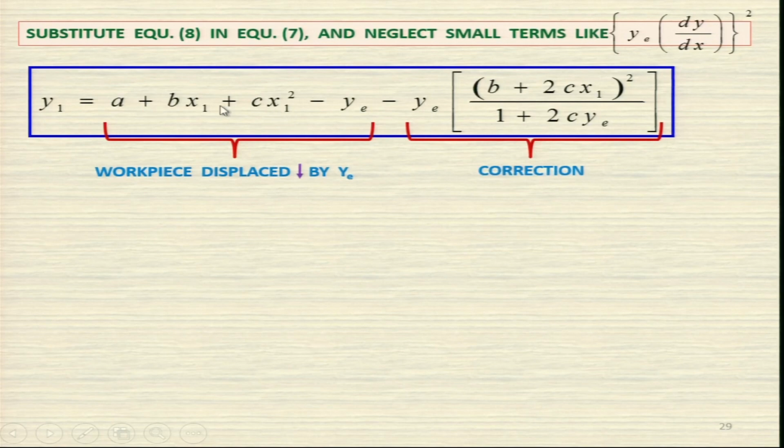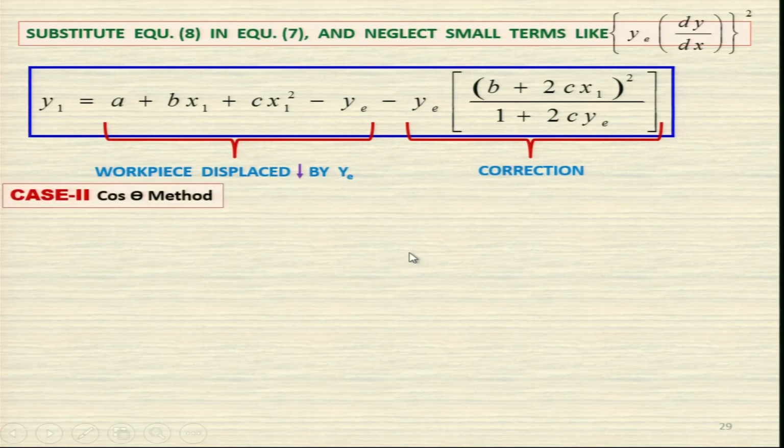This is the parabolic equation: y1 is a plus b x1 plus c x1 square minus y_e, where y_e is the equilibrium gap. So, the workpiece is displaced by y_e, that is the equilibrium gap, and minus y_e into (b plus 2c x1) square divided by (1 plus 2c y_e), and this is known as the correction factor, and this is known as the workpiece displaced by y_e. So, you can predict the inter-electrode gap using this.